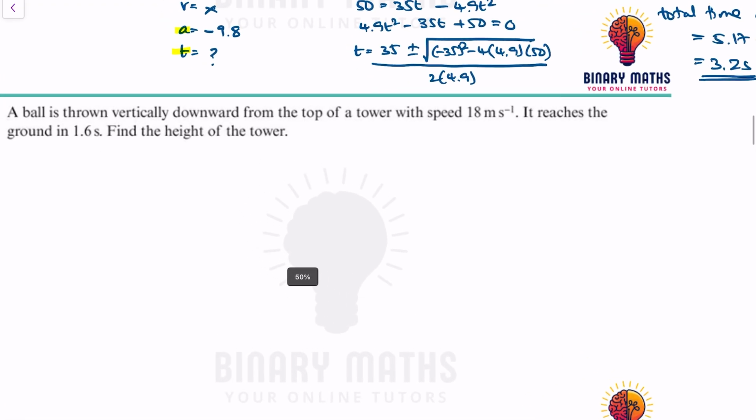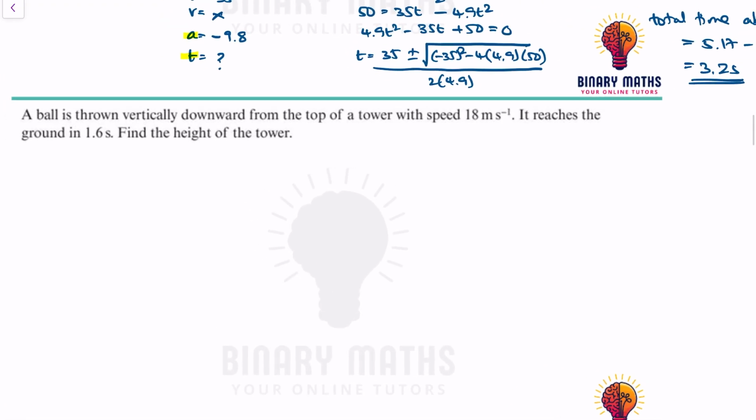Okay, next question. A ball is thrown vertically downwards from the top of a tower with speed 18 meters per second. This is the positive direction, the same direction as gravity, so acceleration is positive 9.8. The speed is 18 meters per second. It reaches the ground at t equals 1.6 seconds. Find the height of the tower.